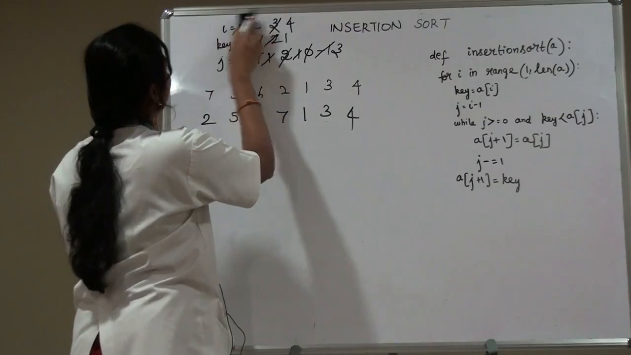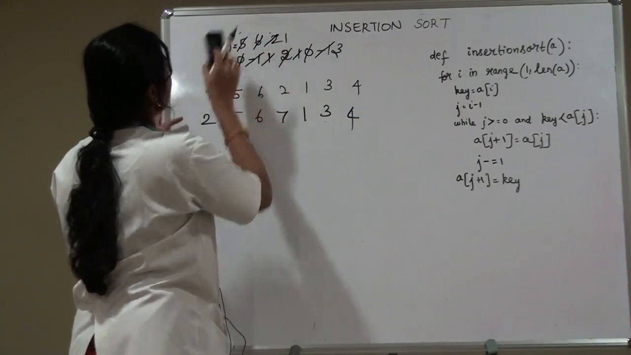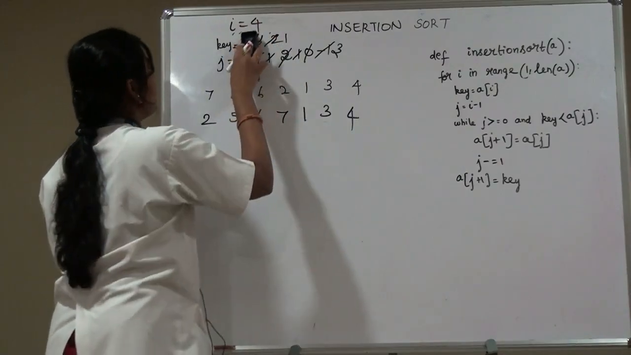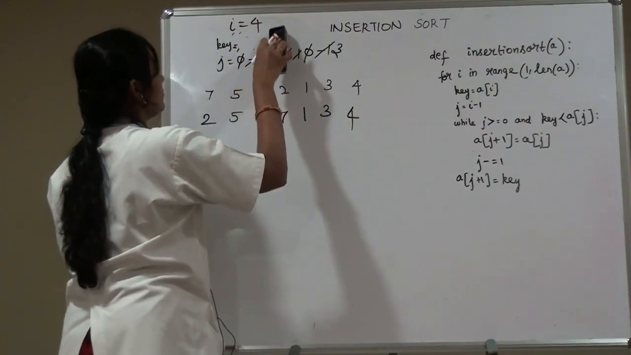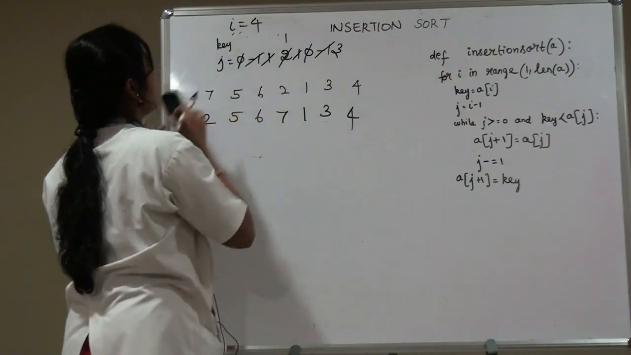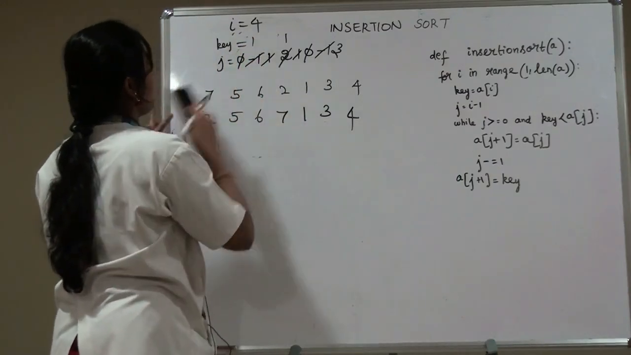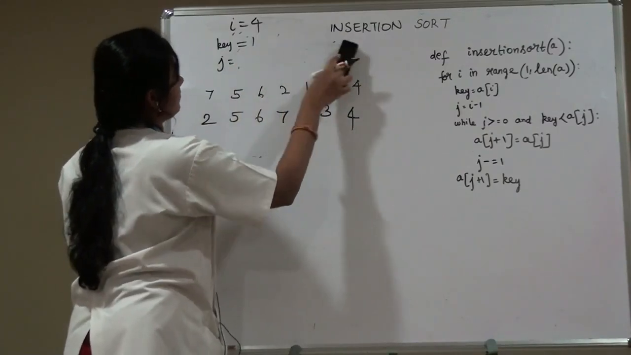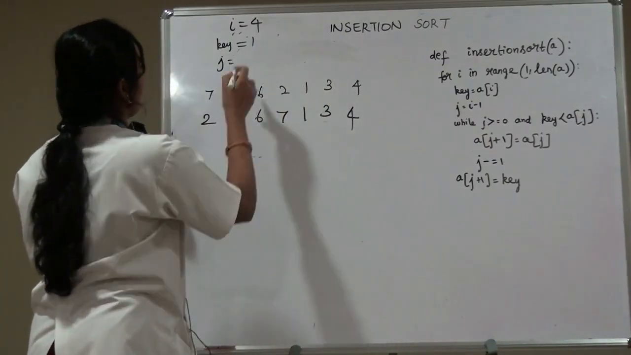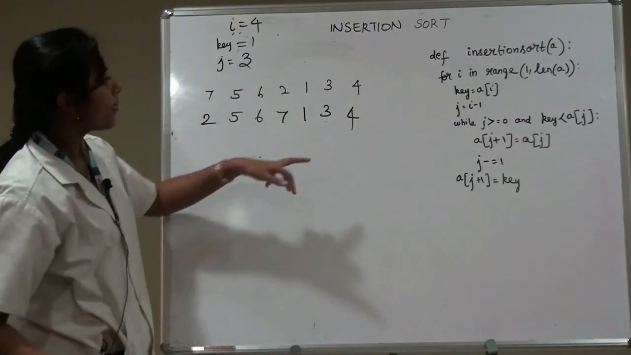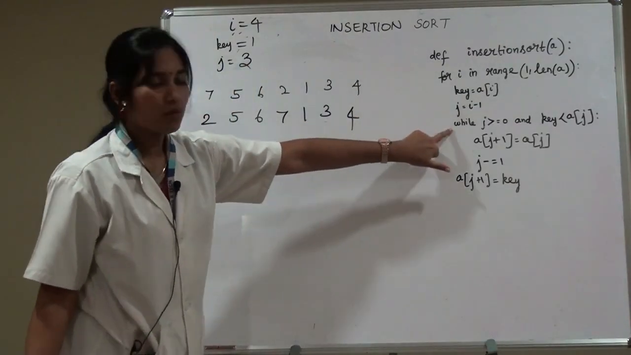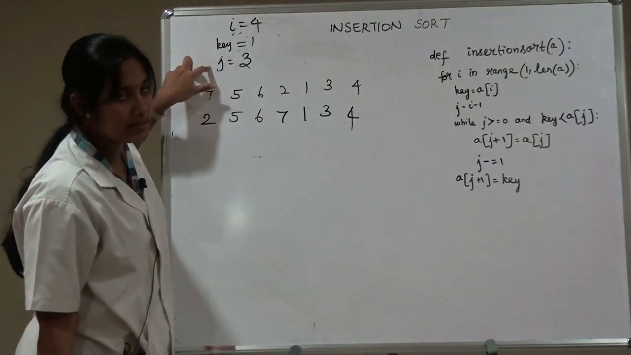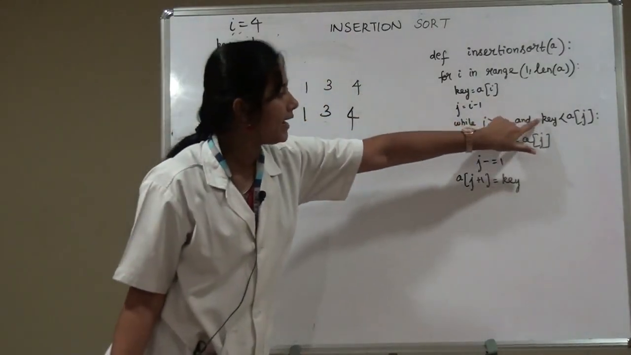So my I is 4 now. My key is 1. And j is 3. Okay. Now again, while j greater than or equal to 0. So j is 3. Condition is satisfied. Key less than a of j.